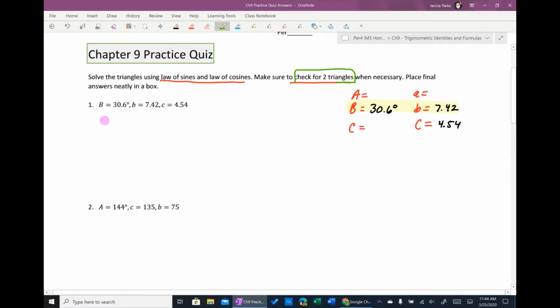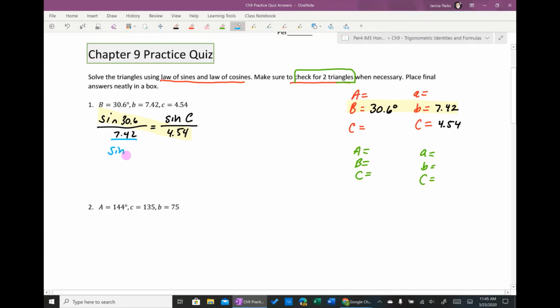So I'm going to go ahead and write the second one because we do have to check for it. And we'll get there when we get there. So here we're going to have sine of 30.6, so sine of B over B. And then we have to find C because that's the only other variable that we have, 4.54, excuse me. Then we're going to cross multiply. You always want to cross multiply the two places where you have numbers. Those will get multiplied, and then you divide by the other number, so we'll divide by that.